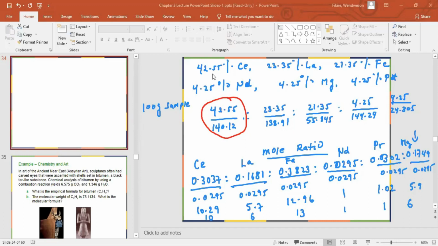So the formula would be Ce. It's a little bit complex problem actually. Ce is 10, La 6, Fe 13, Pr 1, and Mg 6. If you ask me the name, I don't know the name. That's why they said ferrocerium. Ferrocerium is the name of this compound here.